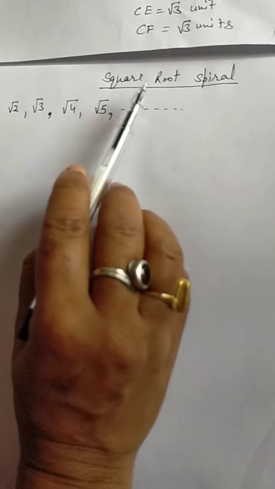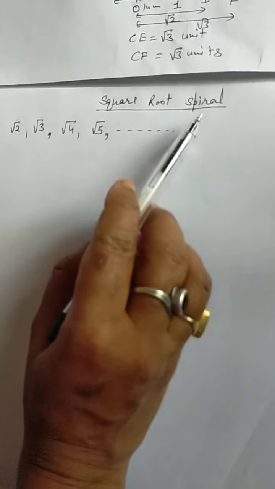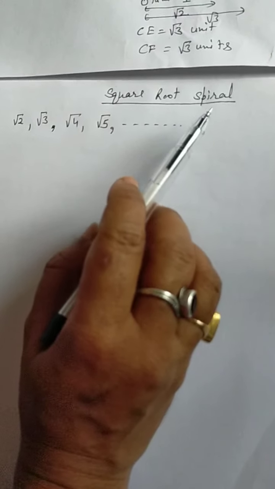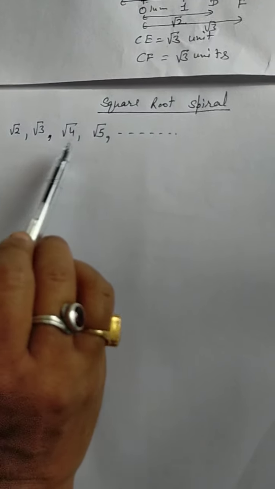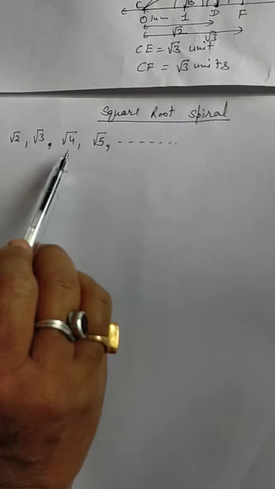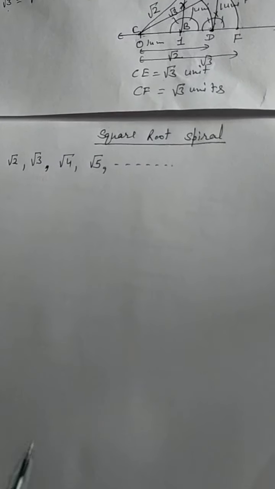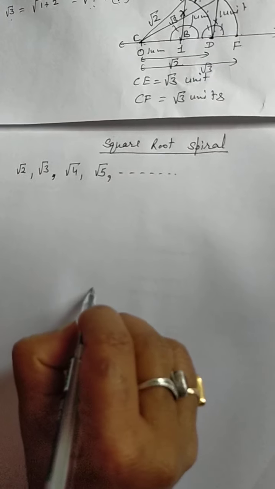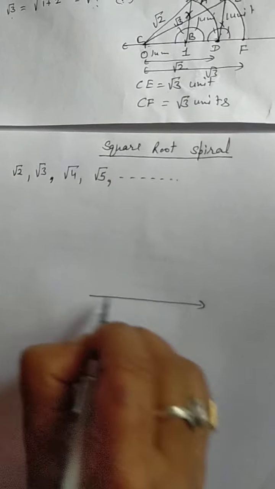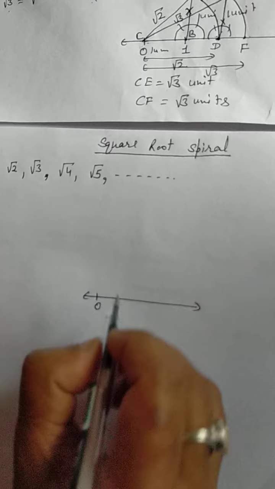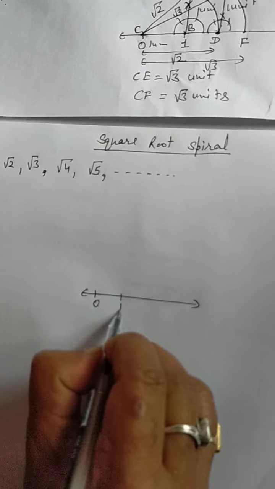Next is the square root spiral. What is a square root spiral? A square root spiral is formed of these square root numbers: square root 2, square root 3, square root 4, square root 5, and so on. How to draw a square root spiral? First of all, we will draw the number line. At one end you take 0. At some distance you take 1 unit.